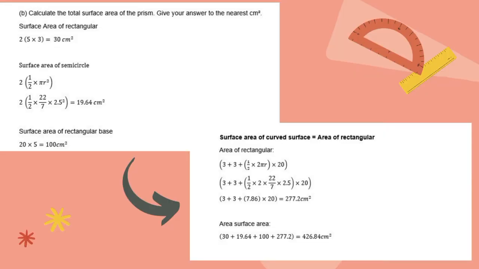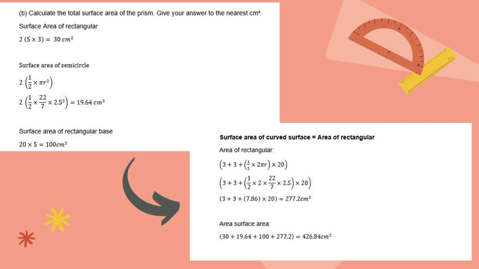Next, for question B, calculate the total surface area of the prism. First, we should find the surface area of the rectangular part, which just uses the formula. And after we find the surface area of the rectangle, we calculate the surface area of the semicircle. Use the formula as well. Then we should find the surface area of the rectangular base.